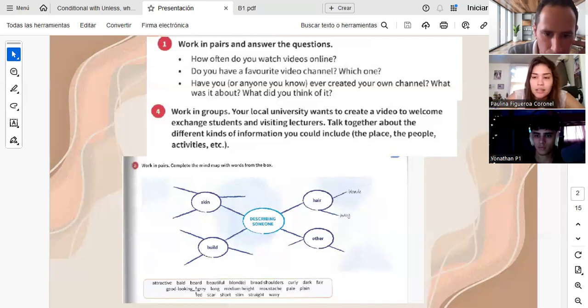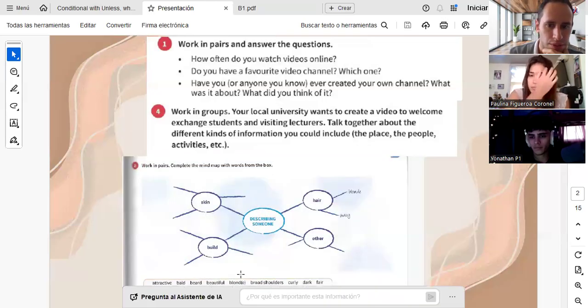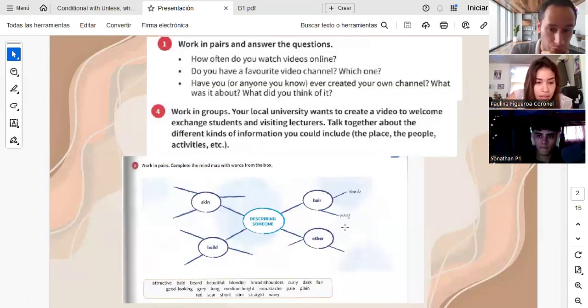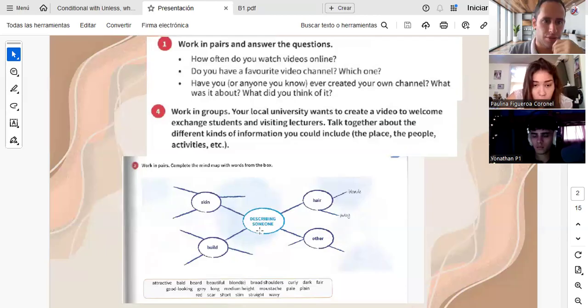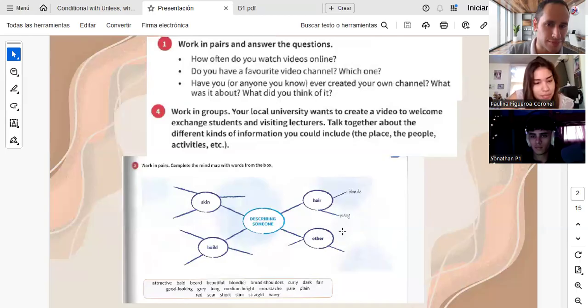Build, like contextura, como el físico. Una forma física, si es acuerpado, si es delgado. Okay, beautiful. Blonde, hair, como rubio, right? Clarito. Broad shoulders, como de hombros anchos. Build. Okay. Curly, hair, como con cabello rizadito. Dark could be here too. Hair? Could be skin. What do you think? That is skin. Yeah, I was thinking that.